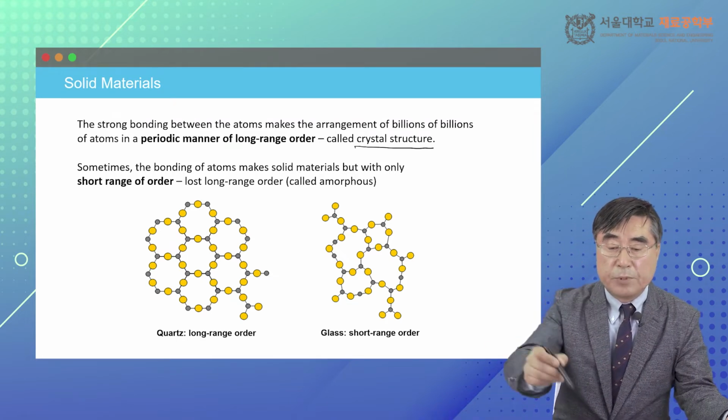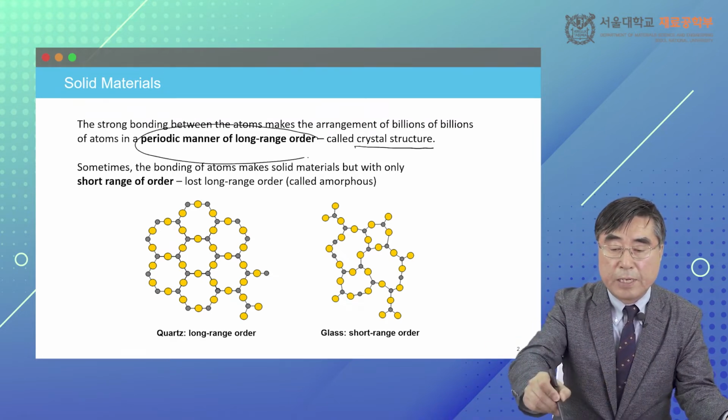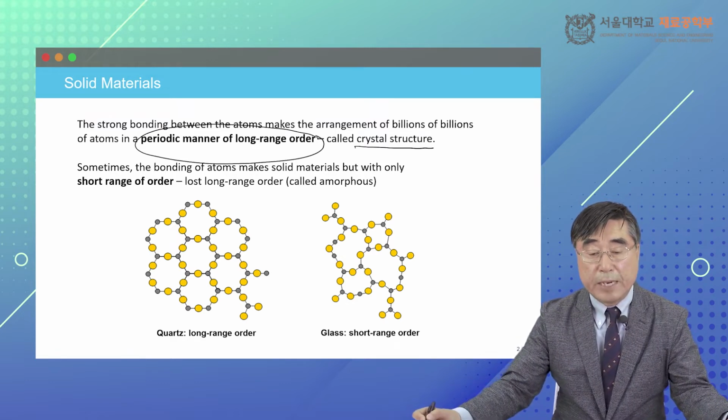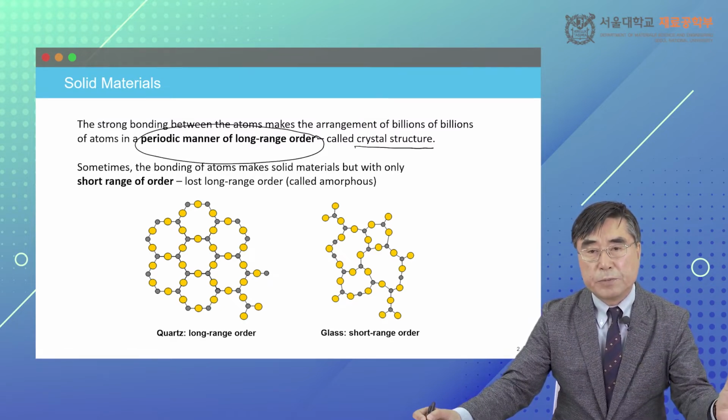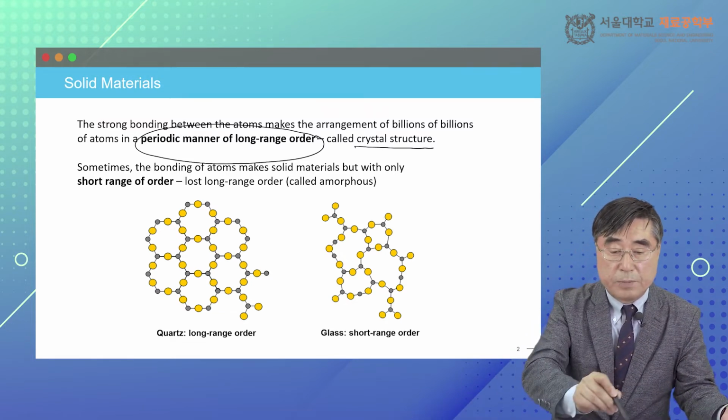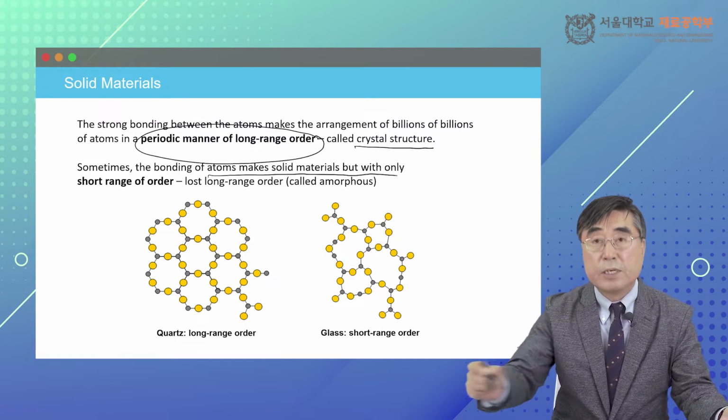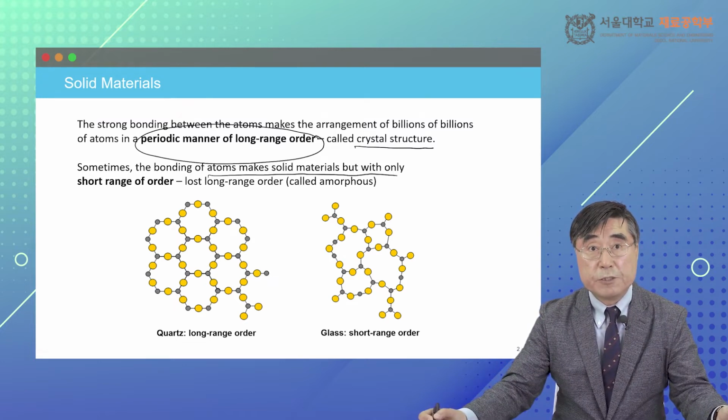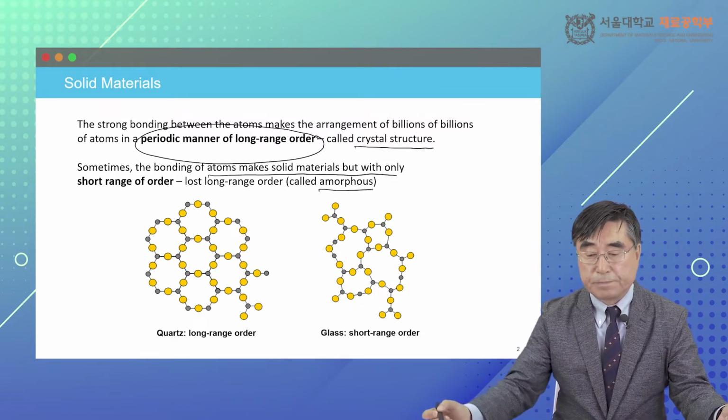Here it is important that the atoms bond in a periodic manner with long-range orderliness. This long-range orderliness lets us think about the general arrangement of atoms in a systematic manner. Of course, sometimes the bonding of atoms makes solid materials with only short-range order. They lose long-range orderliness, and we call this amorphous.